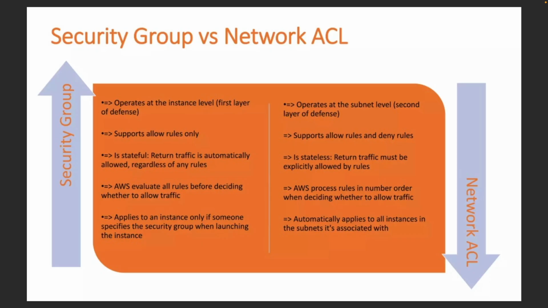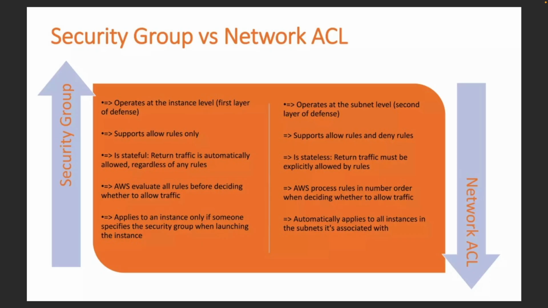They operate at the subnet level, and act as the second layer of defense. They support both allow and deny rules, giving you more granular control. Network ACLs are stateless, meaning return traffic must be explicitly allowed by the rules. Nothing is automatic. AWS processes rules in number order when deciding whether to allow traffic or not. Network ACLs automatically apply to all instances in the subnet they are associated with.